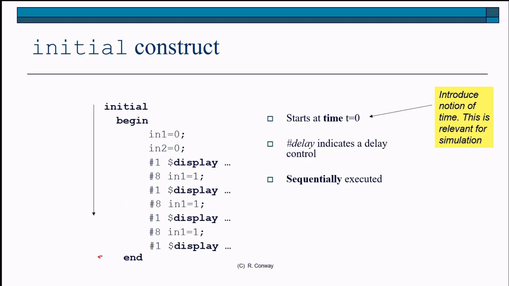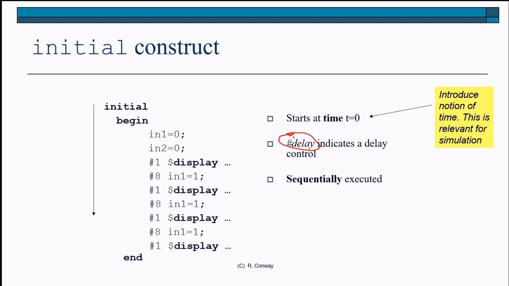When the simulation gets to the end of the block, the initial construct is finished and there's nothing else left to do. The main idea in terms of understanding the initial construct is that the statements execute sequentially in the order specified. As noted, the #delay, where delay is an integer or real value, is a form of timing control, and it's usually found in test bench code.